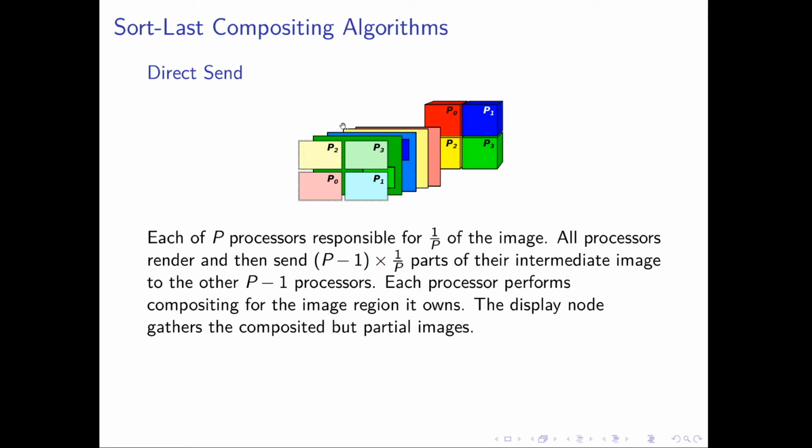And on the other hand, the real bottlenecks occur not from sending fully composited images, like the display node in the end gathering the partial images. This is not really a problem.